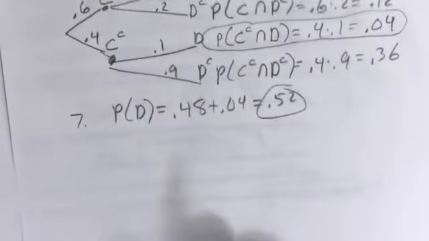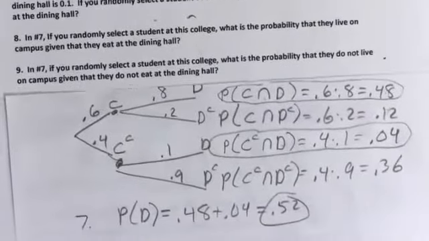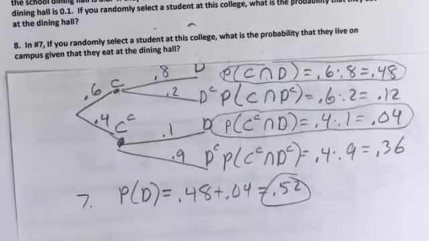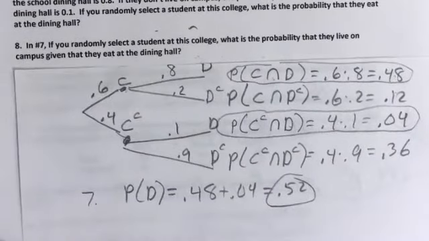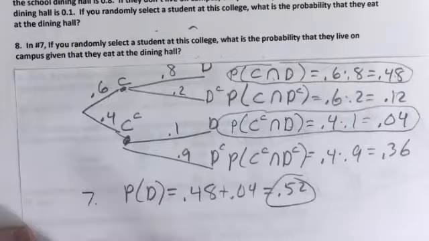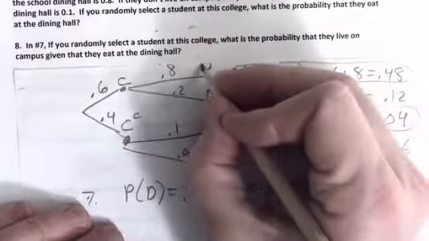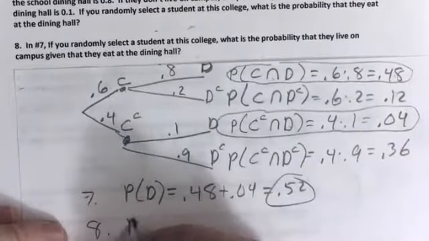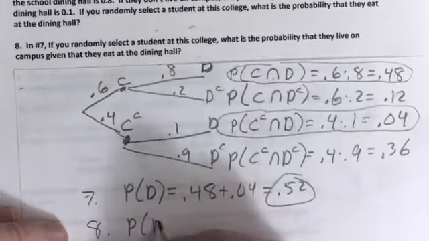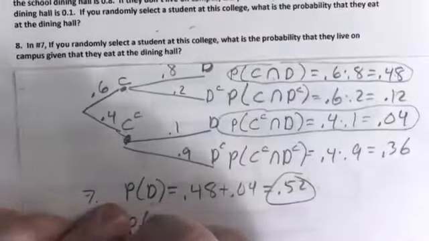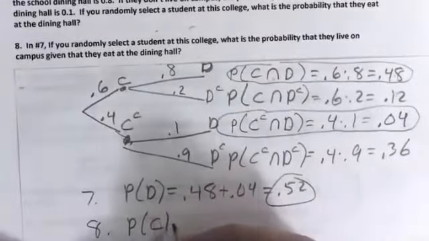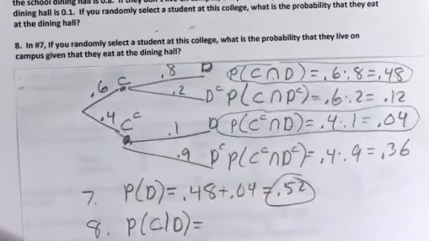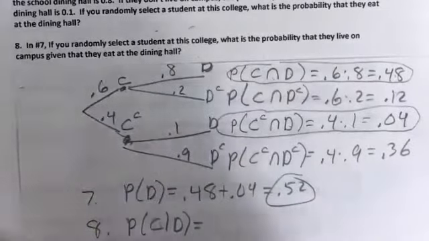So let's go to number 8. If you randomly select a student at the college, what's the probability that they live on campus given they eat at the dining hall? So it's a reversal of a conditional. This is in essence a Bayes theorem problem, which we can just use a tree diagram for.